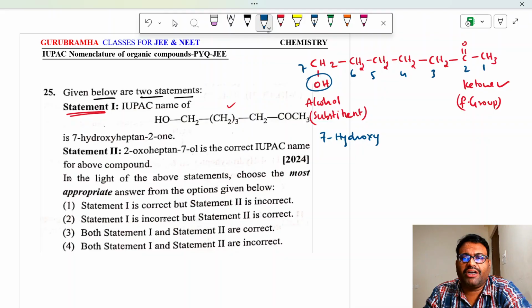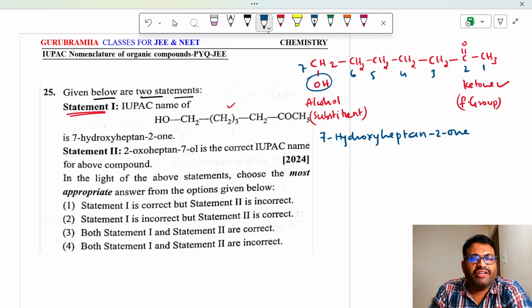There are 7 carbon atoms in the parent chain. Then hept, ane. Why have we written ane? Because there is a single bond between carbon and carbon. 2-one. Okay, so that is what is given. The IUPAC name of this given compound is 7-hydroxy heptane-2-one. So statement 1 is correct.